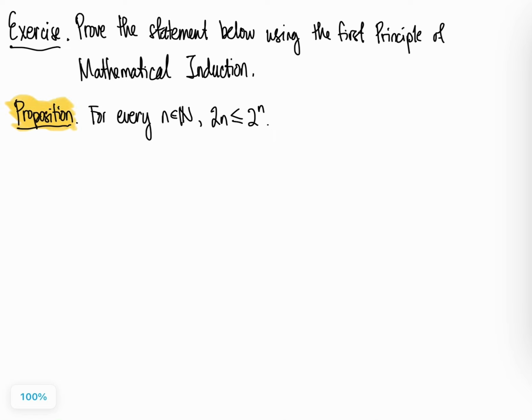The proposition states that for all small n found in the set of integers, this is always true: twice that small n is less than or equal to 2 raised to n. So we're going to prove that by induction to show that it is true for every n in the natural numbers. And that's the purpose of induction, right? We're going to prove that it's not only true for some certain n, but it's true for all n in the natural numbers. So we're going to show proof by induction.